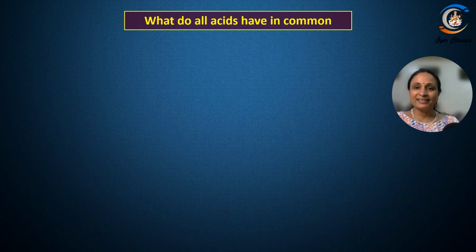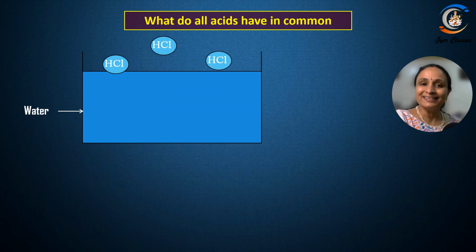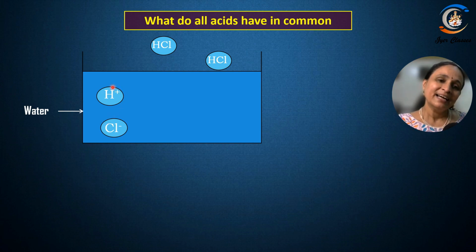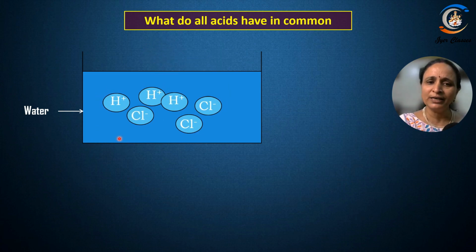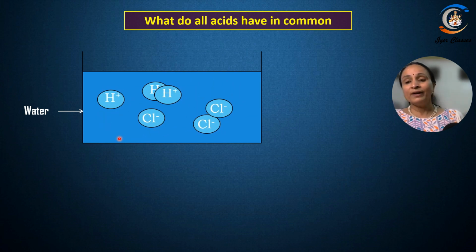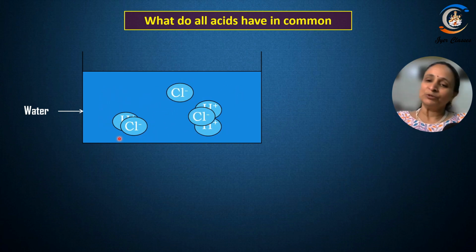Hey, what do all acids have in common? You all know H plus ions, bhaiya. You have got hydrochloric acid. Now I'm going to add this hydrochloric acid in water. The moment you add hydrochloric acid to water, what happens? It will split and dissociate into H plus ion and Cl minus ions. Now put more, and you'll get a lot of H plus ions and a lot of chloride ions when it is put in water. They will keep on moving.